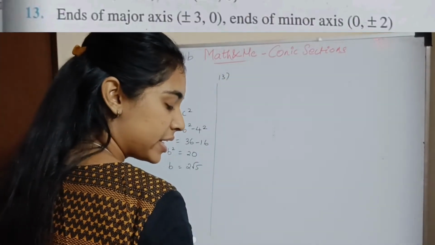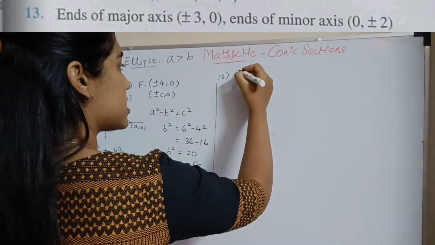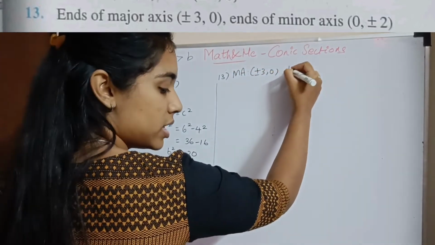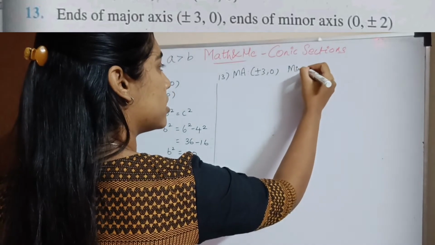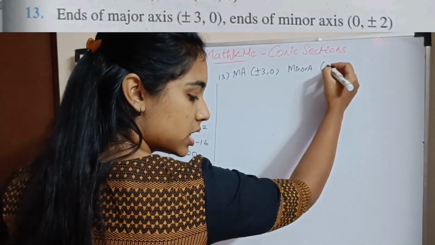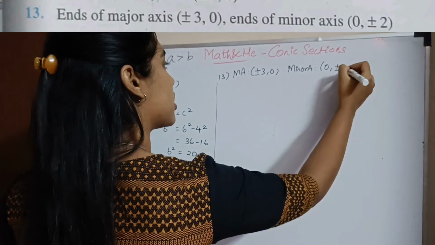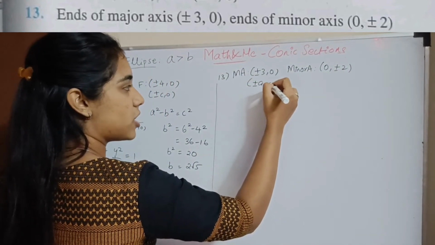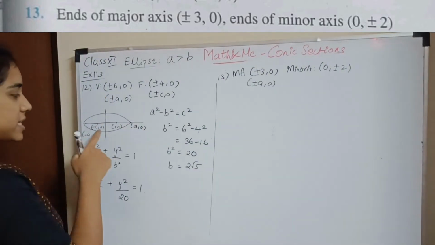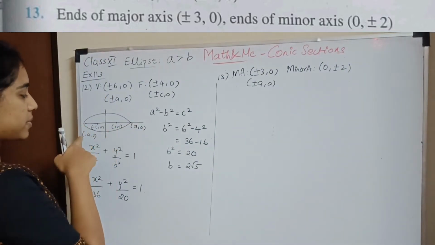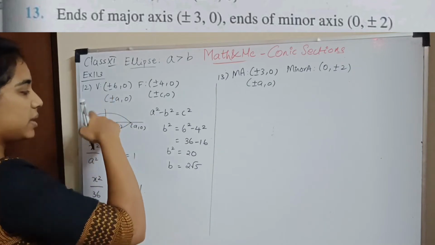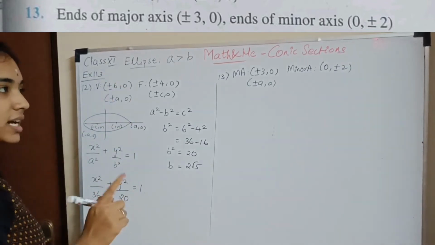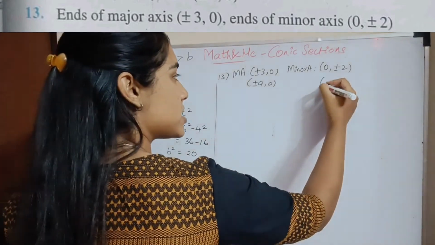Question number 13. The ends of the major axis. So major axis is plus or minus 3, 0 and the minor axis is 0, plus or minus 2. Major axis coordinates are always plus or minus a, 0. So here what is the major axis? X-axis. So here it is minus a, 0. Here it is a, 0. If it is along the y-axis, that will be 0, a and 0, minus a. So major axis is always a. Minor axis is always b.